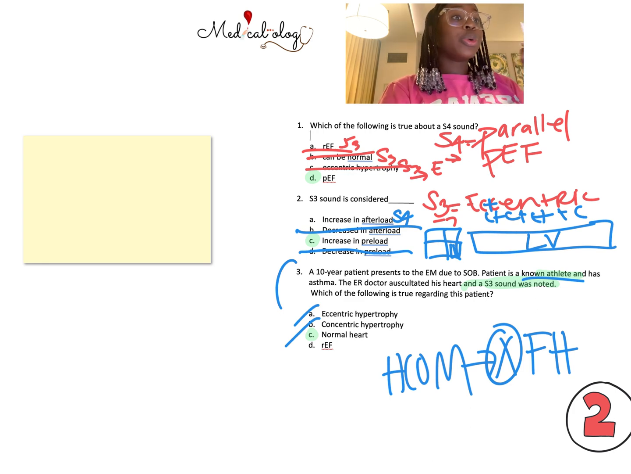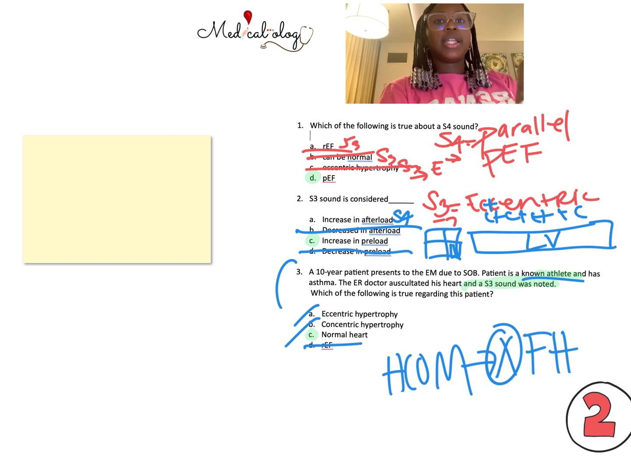You would not see a reduced ejection fraction in what? A patient who is 10, which is a young child, and also an athlete. You would not see a reduced ejection fraction. That is an S3 sound, right? So again, they put the same categories inside of the answer choices and make sure you understand why it's incorrect.